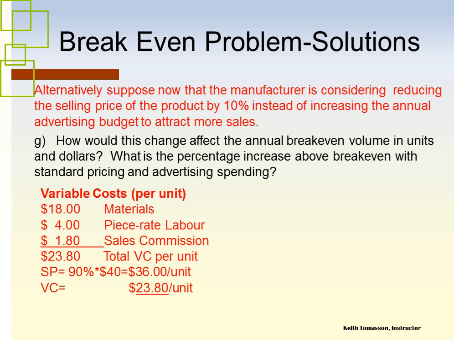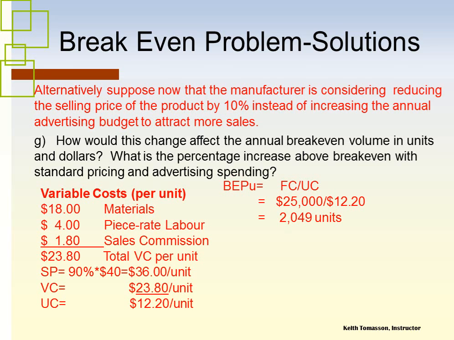So our unit contribution is our new selling price of $36 per unit less our new variable costs per unit of $23.80. So we have a unit contribution of $12.20. So this decision to reduce our selling price actually affected the total variable costs as well as the unit contribution. So what does that do to our annual break-even point in terms of the units and dollars?